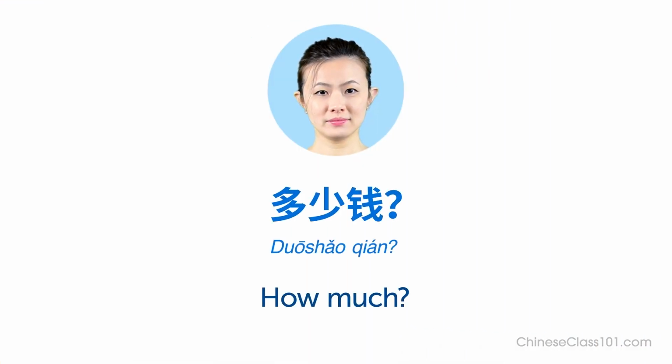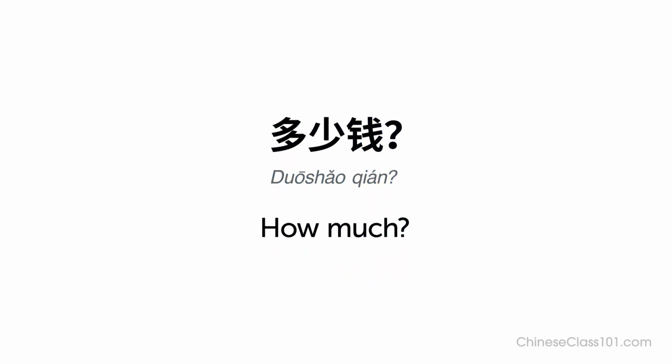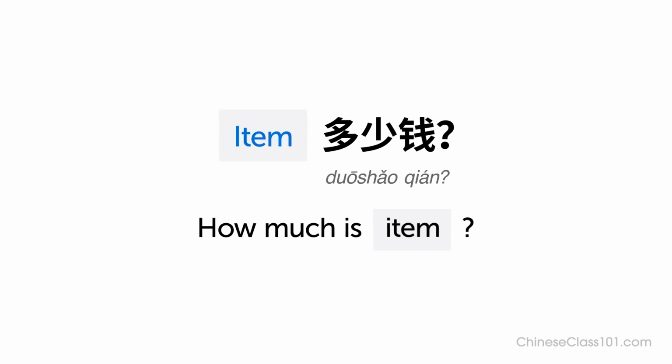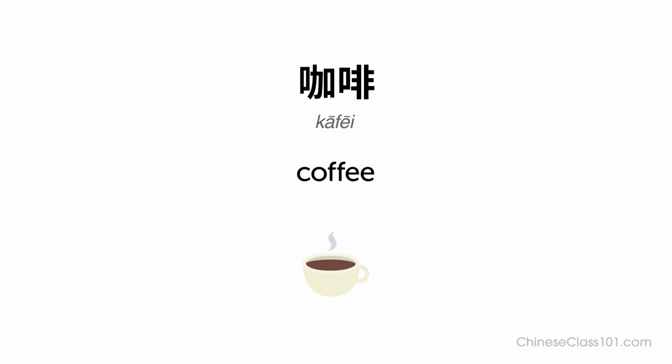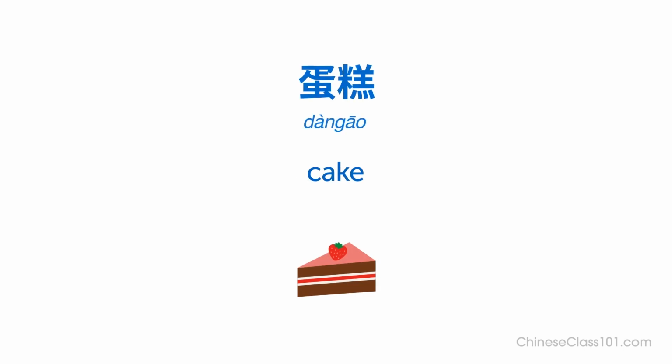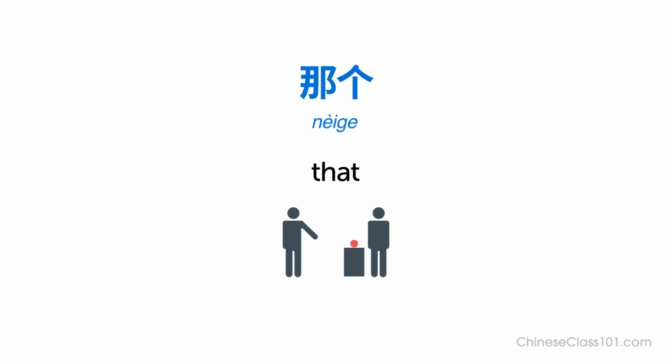多少钱? How much? You can use this when you're asking how much something is, and it's understood what you're speaking about. For example, when asking by pointing at something, you can omit the subject. You should be aware of this pattern, but for this lesson, we'll use the sentence pattern, item 多少钱, how much is item? Let's review the new words. 咖啡, coffee. 蛋糕, cake. 那个, that.